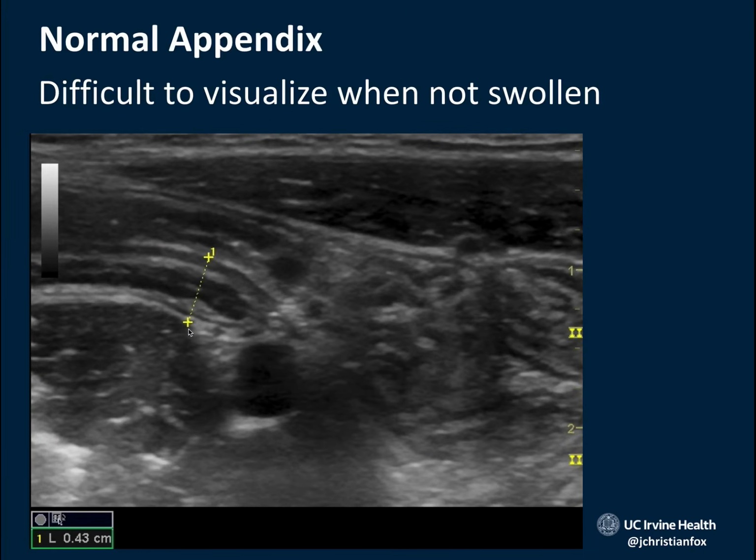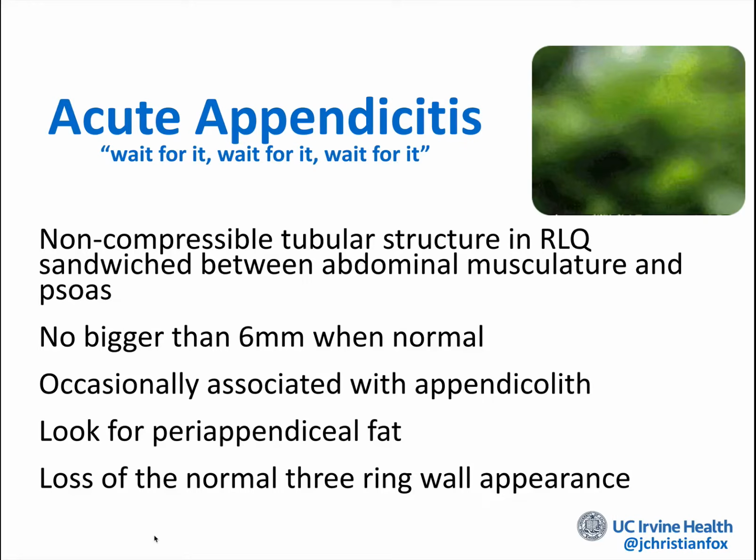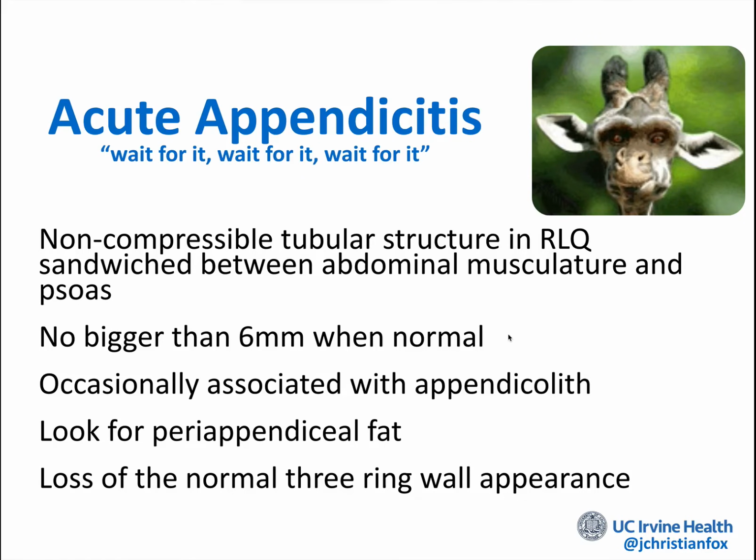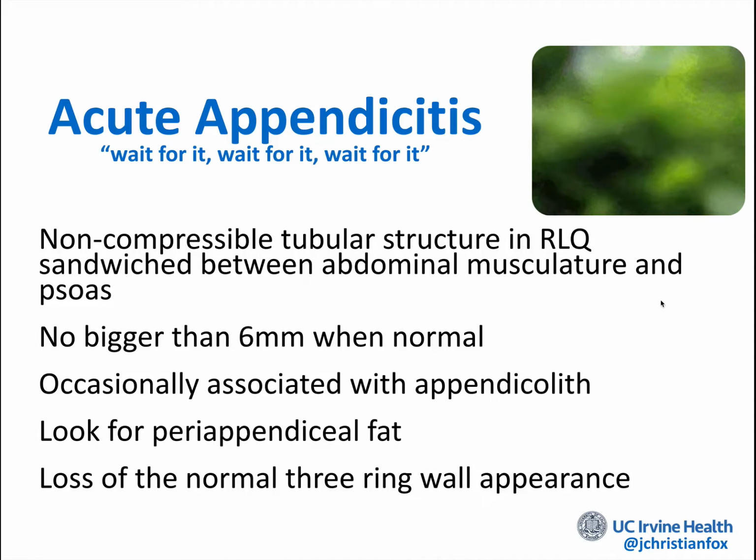So normal appendix should be less than 6 millimeters in diameter. And in fact, this one here is 4.3 millimeters, so that is normal. Now, again, you're compressing in that right lower quadrant, trying to get abdominal musculature to go down to psoas. You're compressing, you're looking all around, and you know the patient's telling you that's where the pain is. And all of a sudden, the appendix might pop its head out at you, and then it's gone again.